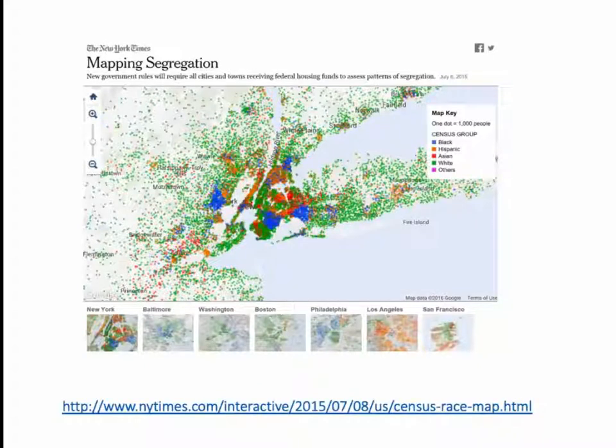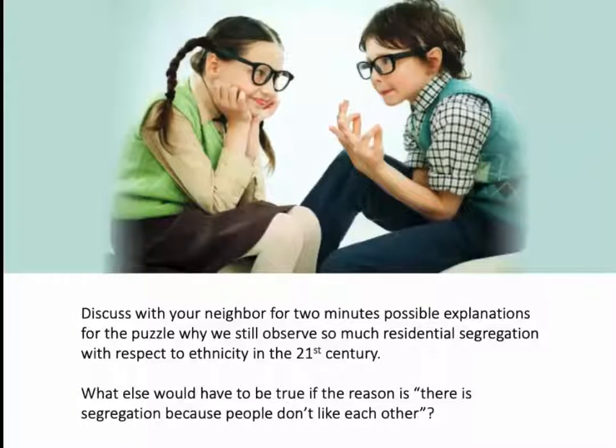And now we could think, hang on, are people still racist? Is there sort of discrimination going on? What is actually driving this? With all its implications behind it. So now I have a little exercise for you guys. First I want you to discuss for 2 minutes possible explanations for the puzzle with respect to residential segregation, why we still observe so much residential segregation with respect to ethnicity in the 21st century. Don't we live in a tolerant world?